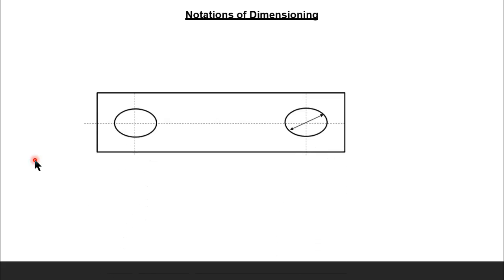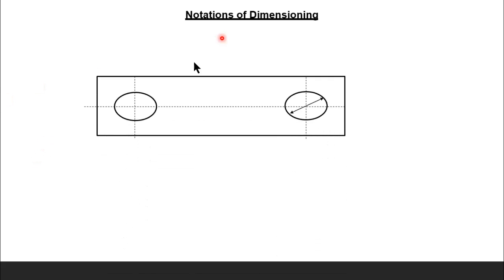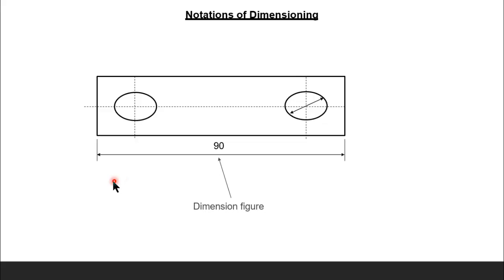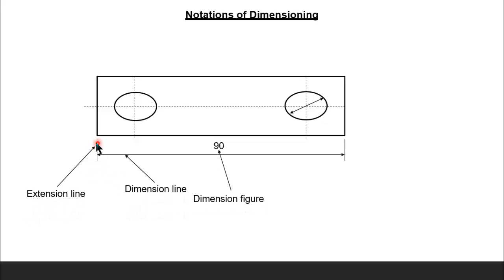Next, notations of dimensioning. What are the main notations of dimensioning? If you take a drawing of an object like this, and you want to show the dimensioning, what are the main elements that come in? The first is the extension lines. These are the extension lines. The extension lines will be drawn at the end of the line which we want to measure.